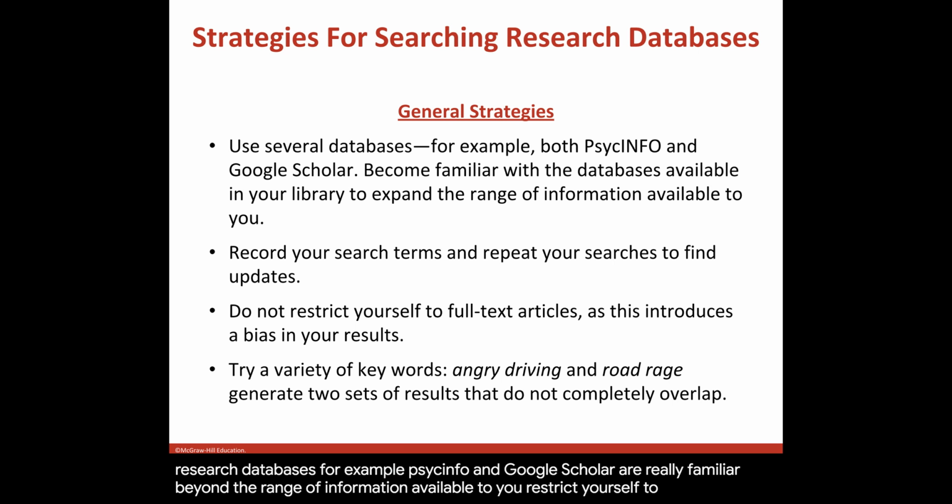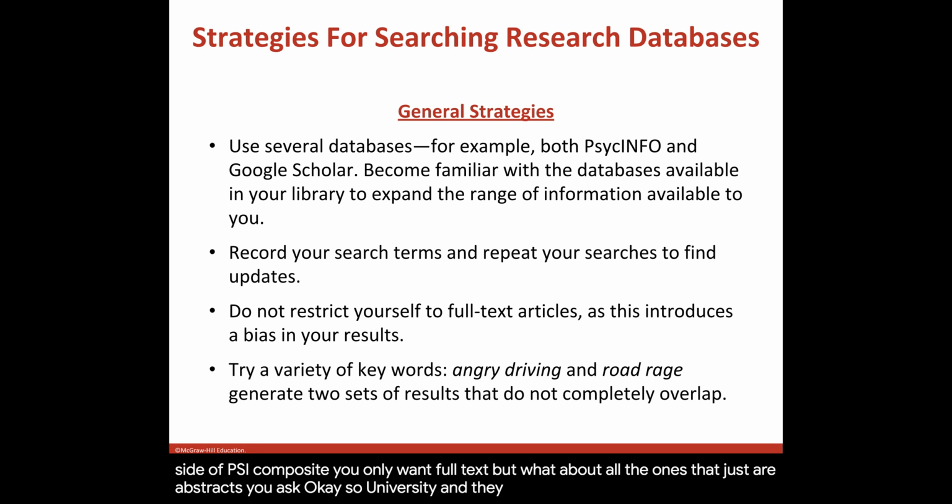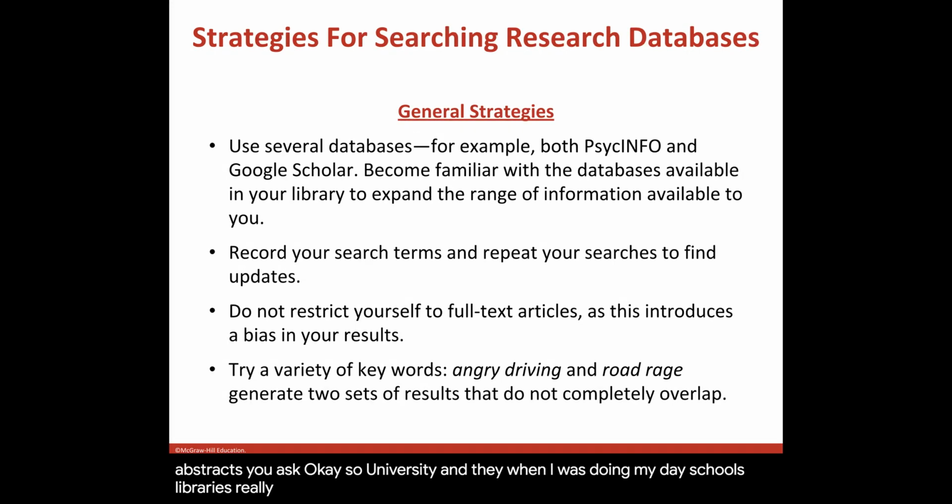It's easier to just click on the left-hand side of PsycInfo and say you only want full text, but what about all of the ones that just are abstracts? You ask, okay, so how do I get those articles? You could ask your library to borrow those articles, or you could go to a larger university and they tend to have those full text articles. When I was doing my dissertation, my school's library is really, really small. So I would drive to a UC every weekend and look up those full text articles.